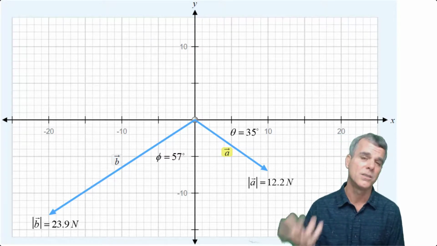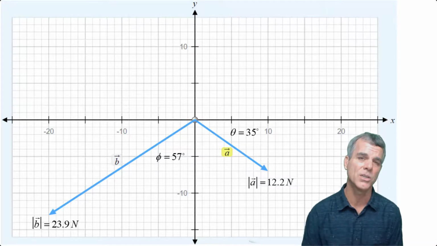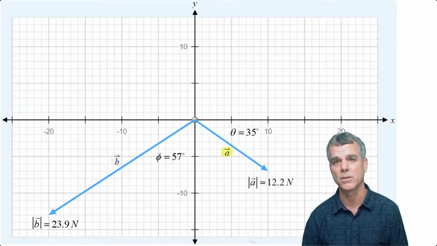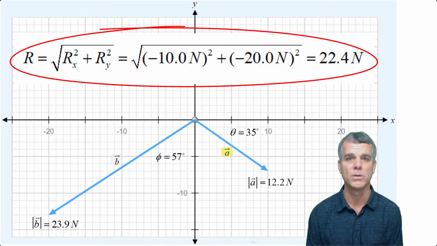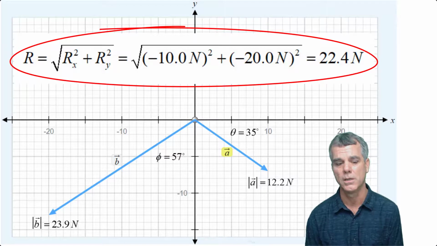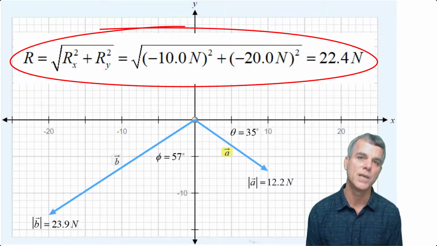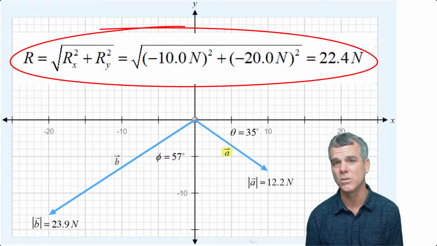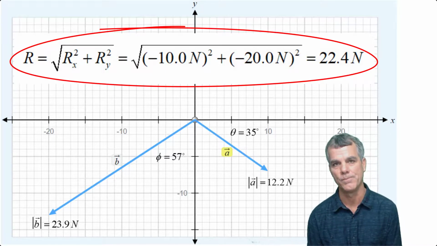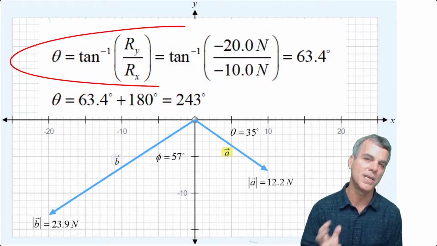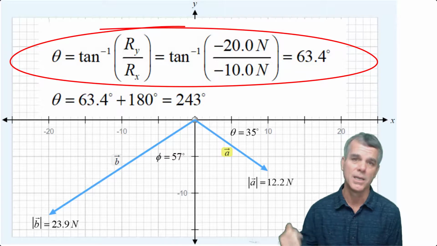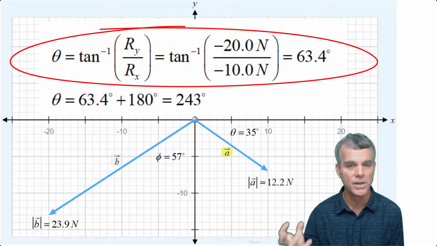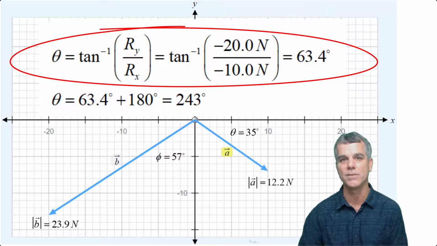Final step, let's just calculate the magnitude and direction of the sum of these two vectors. To get the magnitude, I'm just going to take the square root of the x component squared plus the y component squared. So the square root of negative 10 newtons squared plus negative 20 newtons squared, and what I get is 22.4 newtons. And to get the angle, I'm taking the inverse tangent of the y component divided by the x component. In this case, it's the inverse tangent of negative 20 newtons divided by negative 10 newtons.